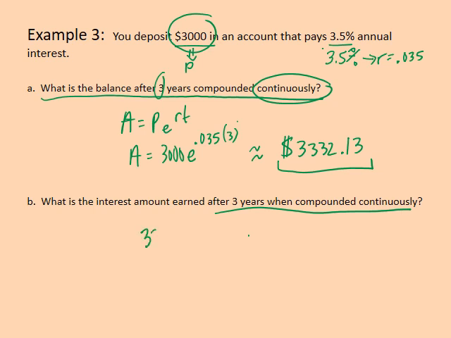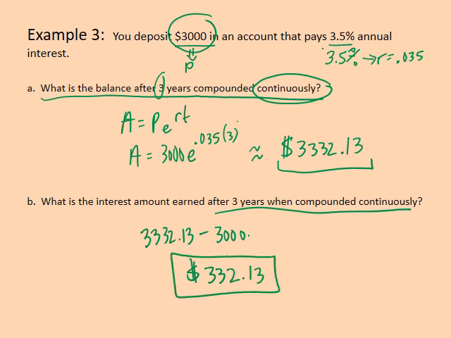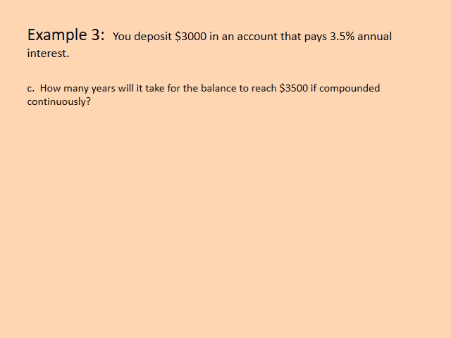So we take $3,332.13 and subtract $3,000. Our total interest earned over those 3 years is $332.13. That's a whole lot of threes. This next question asks us, how many years will it take for the balance to reach $3,500 if compounded continuously?